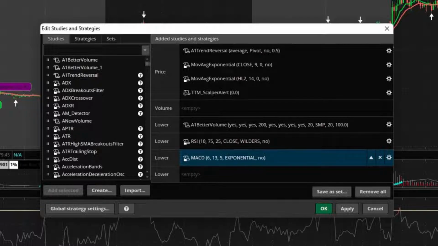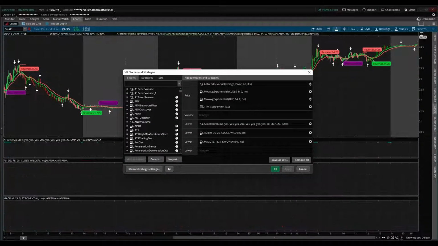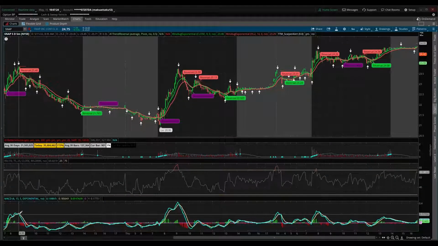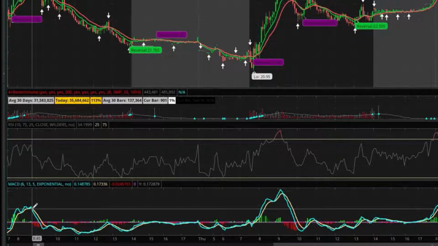It went from 12, 26, and 9 to 6, 13, and 5. Now I want to show you exactly what that looks like. Remember how the MACD was lagging a lot? Look at the crossover here.